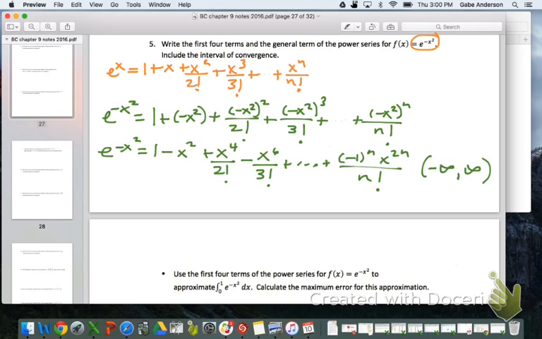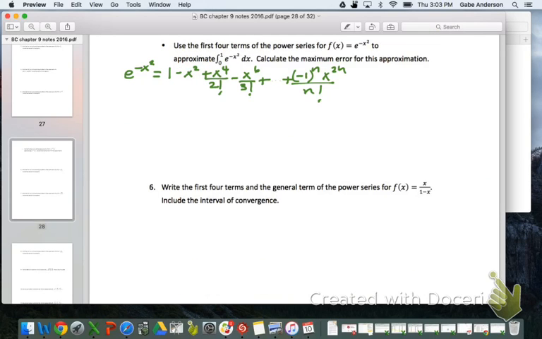Okay, let's take a look at the next part to this. This next part is perhaps the most interesting part. This is one of the motivators, one of the reasons that we actually study power series, is to do something like this next part. So let's check that out. I've rewritten the series that we just found in the previous question. It says use the first 4 terms of the power series that we just found to approximate the integral from 0 to 1 of e to the negative x squared.